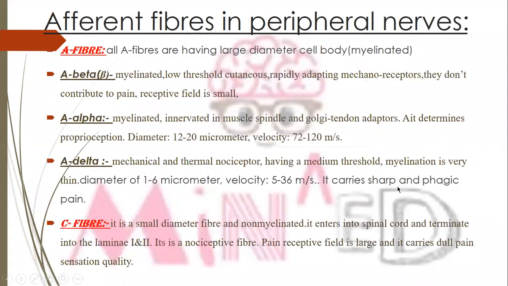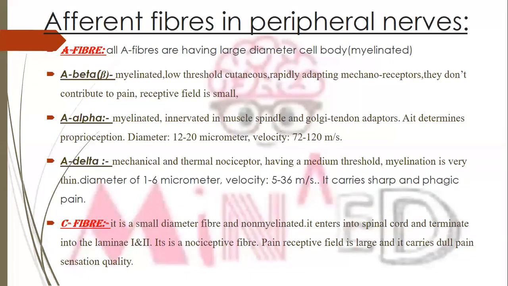The afferent fibers or the nerves. There are two types of fibers mainly which carry the pain: the A fiber and the C fiber. A fiber is again divided into three parts: A alpha, A beta, A delta. A alpha is myelinated, innervated in the muscle spindle and Golgi tendon organs. It determines proprioception. Diameter is 12 to 20 micrometer and velocity is 72 to 120 meter per second.